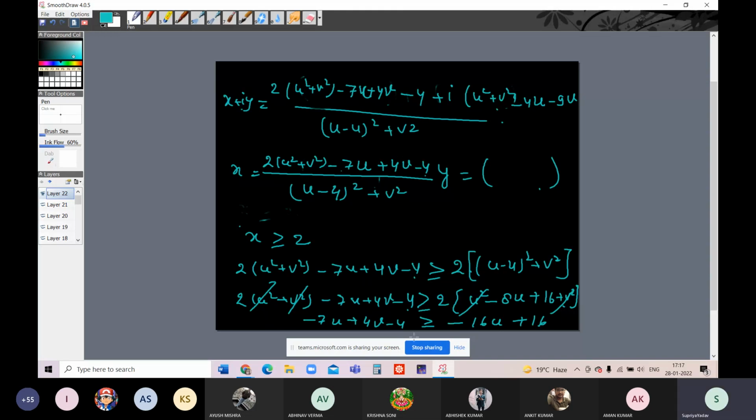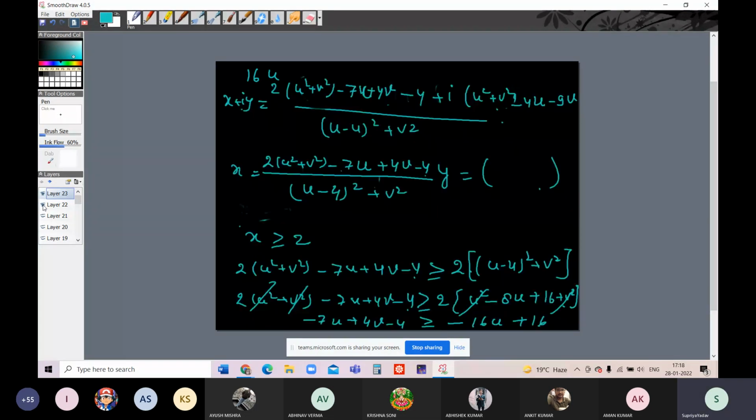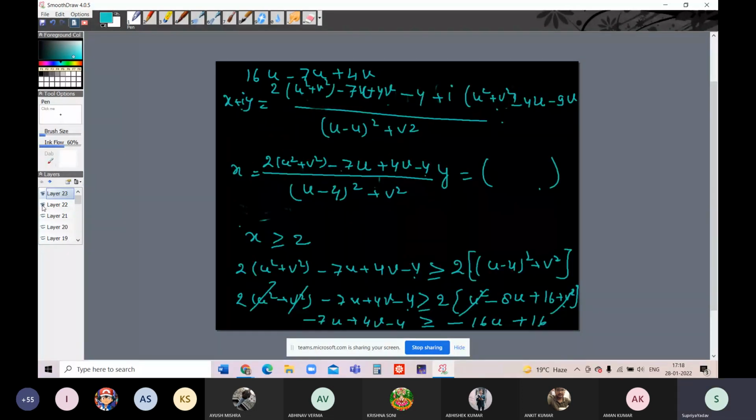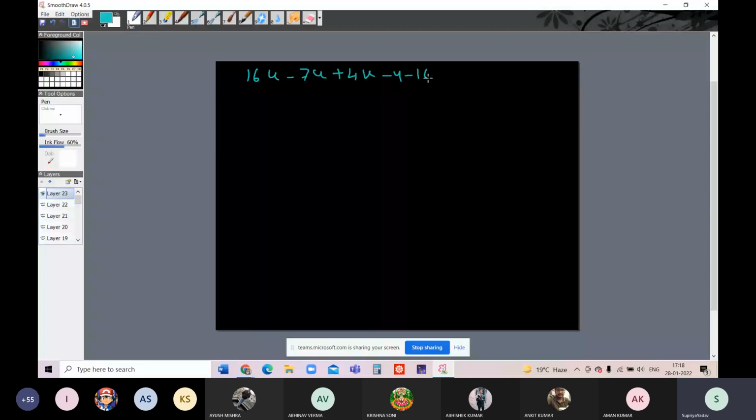So this will be, taking it to one side, what was coming, minus 16. Okay, 16u, 7u, 4v, −4 − 16. I think it is minus 16. Yes, greater than or equal to 0.